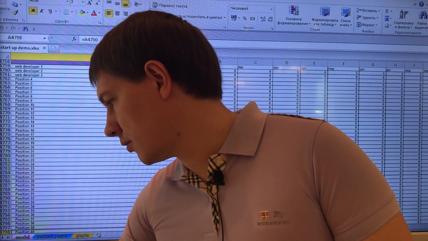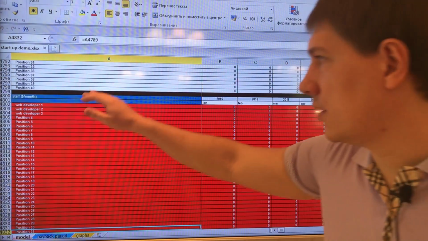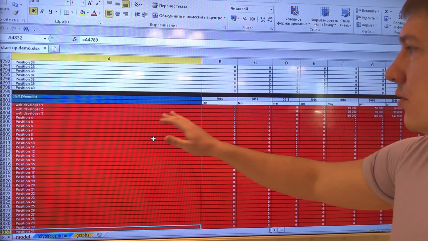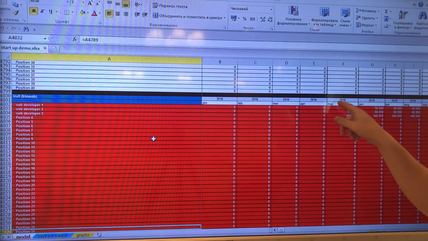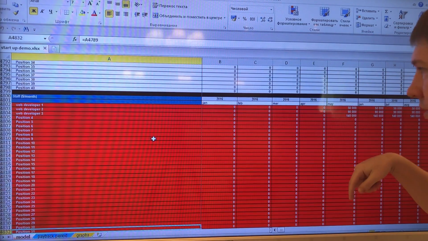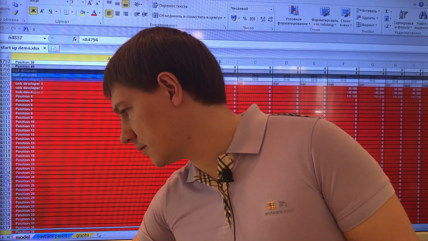Salaries, jobs, and so on. Here are calculations. These red lines go to the cash flow statement. So this will affect the cash flow statement, this negative cash flow, these expenses.